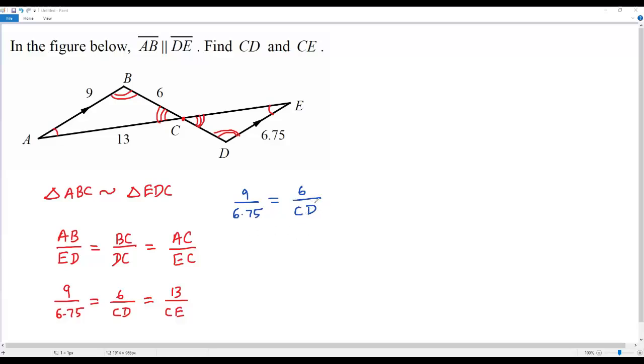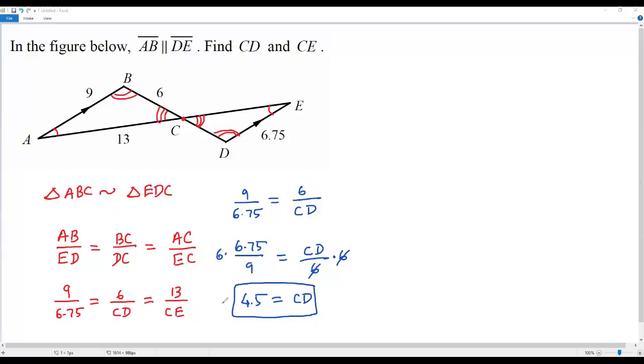My aim is to solve for CD, so I can take the reciprocal on both sides so that the unknown quantity CD is in the numerator. Taking the reciprocal on both sides, I get 6.75 over 9 equals CD over 6. To solve for CD, I have to get rid of the 6, so I multiply both sides by 6. Then 6 will cancel out. I can evaluate this using a calculator. The evaluation is 4.5. On the right side, we have CD. So CD equals 4.5 units.